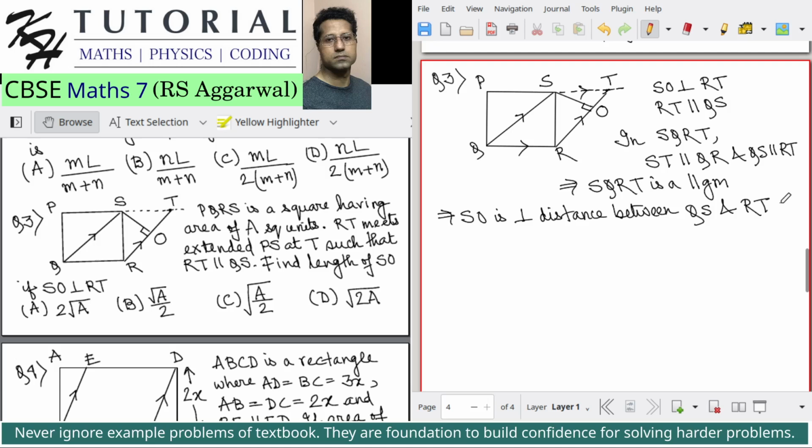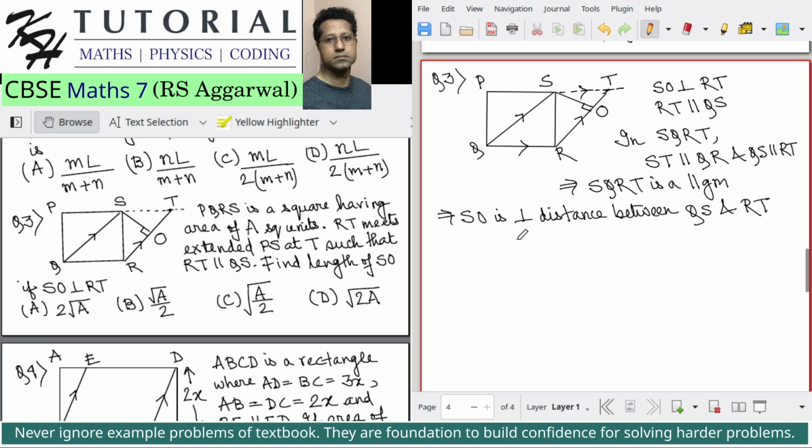Okay, it is asking to find out the length of SO. We have to find the length of SO. The area of the square PQRS is A square units. Now to find the length of SO, we have to find the area of the parallelogram SQRT. To find the area of the parallelogram SQRT, we need to find the length of the base, which is QS or RT.